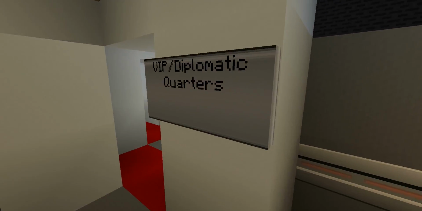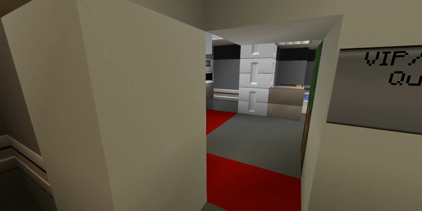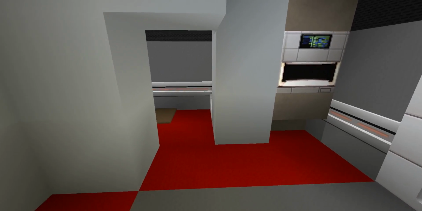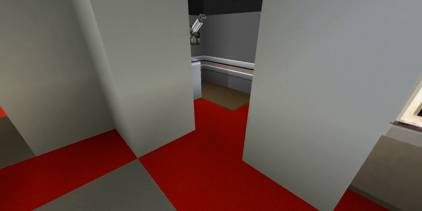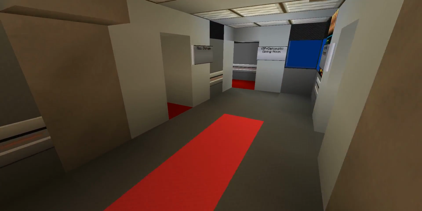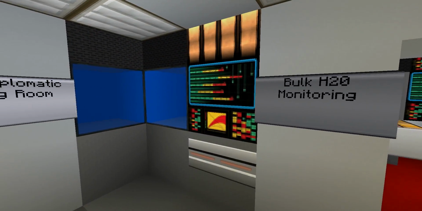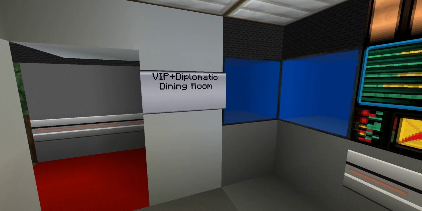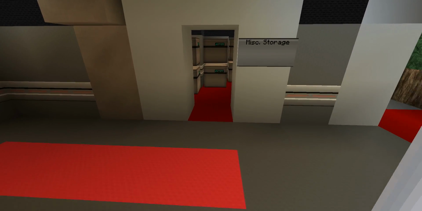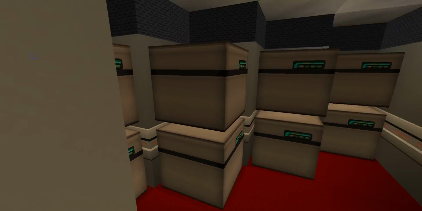What else we got down here? VIP diplomatic quarters. Even a little tighter quarters. Cozy. Very, very cozy indeed. Even got a personal replicator. Again, this is like bulk H2O monitor, because we're directly above the H2O tanks, so this is where it would monitor all that. Now, miscellaneous storage, very neat.